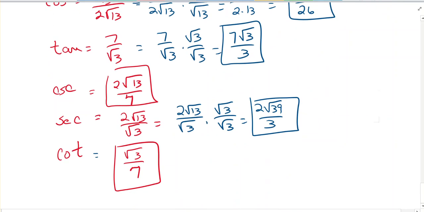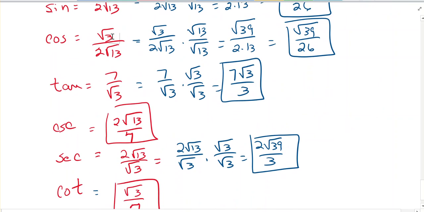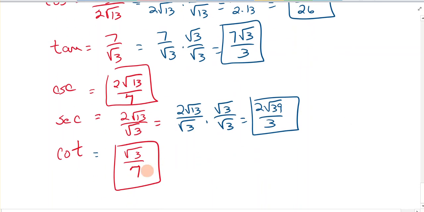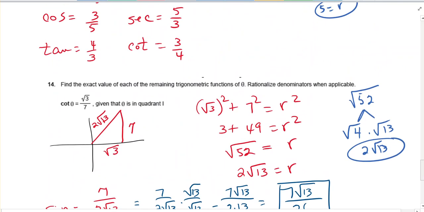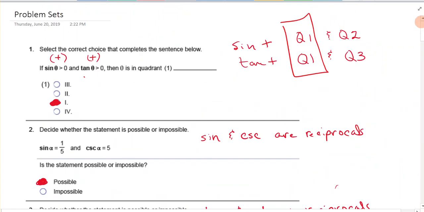And then secant, we're going to flip cosine. Cosine was square root of 3 over this. We'll just flip it. We get rid of the square root of 3, and we have 2 square roots of 39 over 3. Cotan, we're just going to flip this one. So we have square root of 3 over 7, and we don't have to rationalize anything. So on those that have the radicals, you do have to do a bit of algebra, but just remember you can't leave a radical in the bottom. So I think that will get you ready for the 1.4 homework.